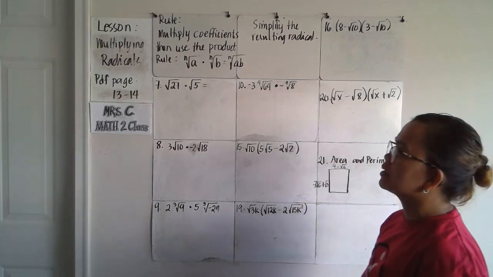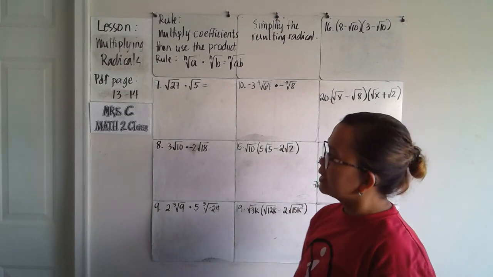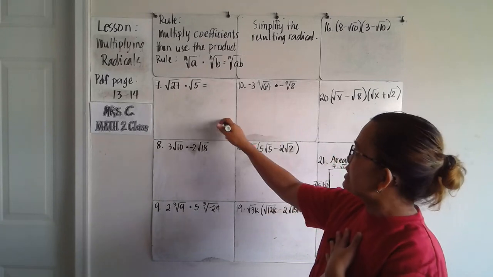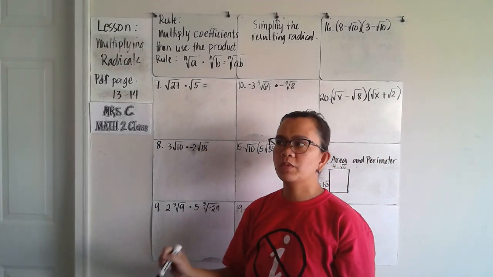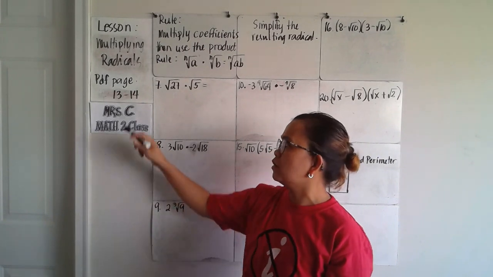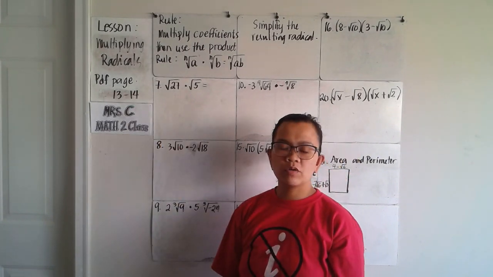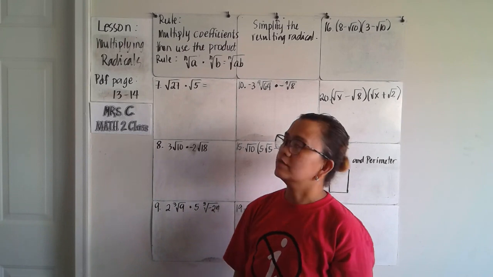Today's lesson will be multiplying radicals. Again, you can see all these examples on the PDF file that I will be attaching at the end of this video. It will be on pages 13 to 14.